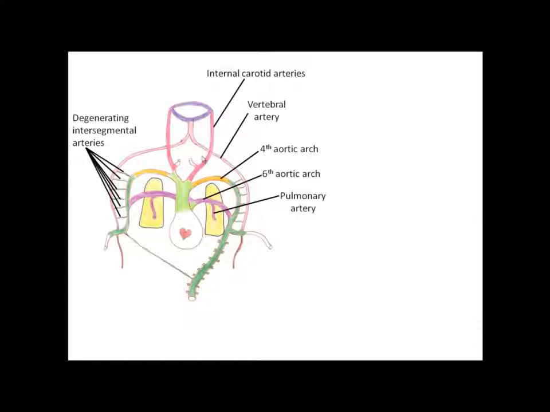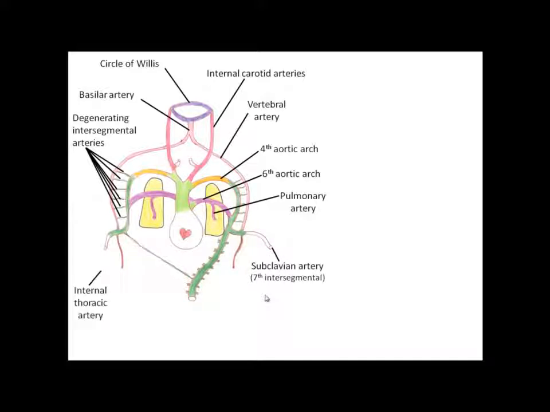And if you've been playing along at home, you've probably realized that these pink vessels on either side are going to form the vertebral artery, which fuse to become the basilar artery, which joins the internal carotid arteries at the circle of Willis, at the base of the brain. Subclavian off the seventh intersegmental, and the one that I was alluding to a moment ago is the internal thoracic artery, which will wind up in the front of our chest, just posterior to the sternum.